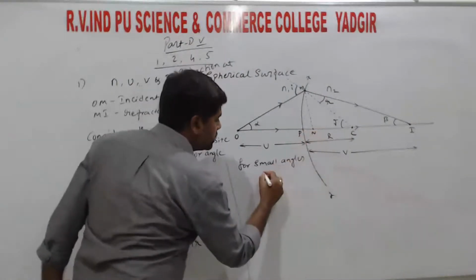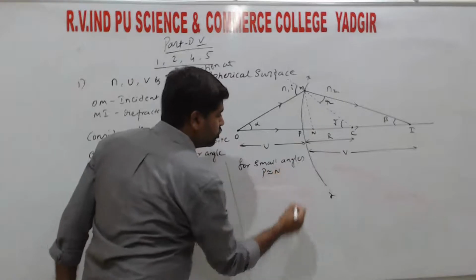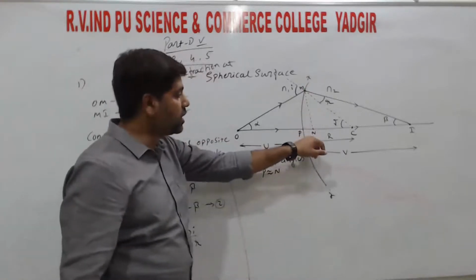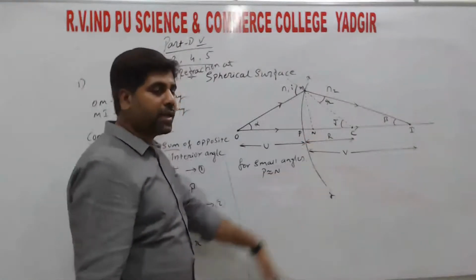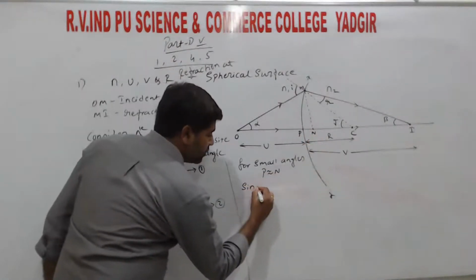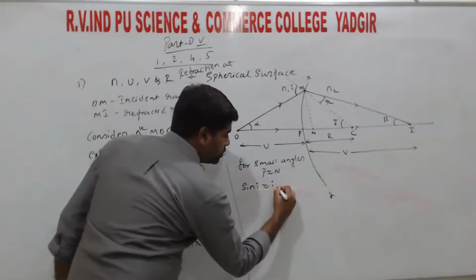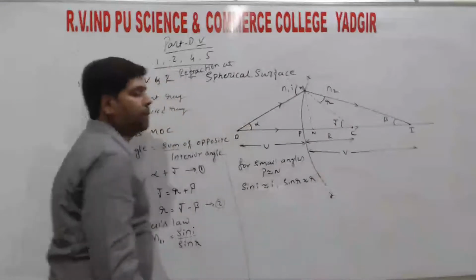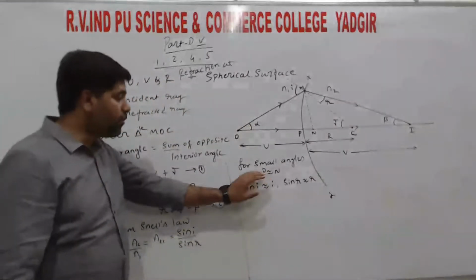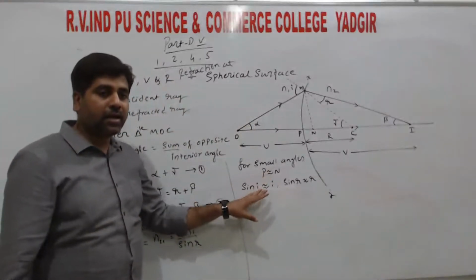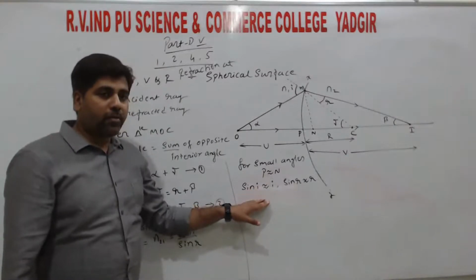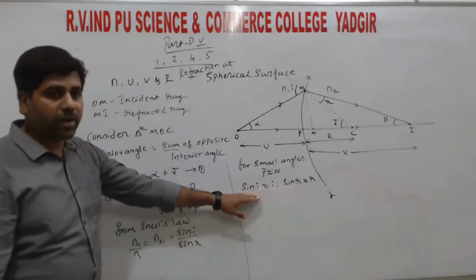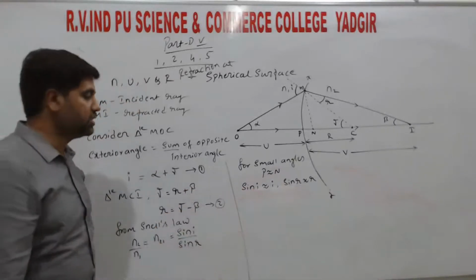For small angles, P is approximately equal to N. That means it becomes straight. So if we consider small angles, the two become the same. And also for these angles, sin I is approximately equal to I and sin R is approximately equal to R, right? This is applicable only in the case of sin and tan. If you apply it to cos or cot, it will be wrong. So this is applicable only to sine and tangent, right?